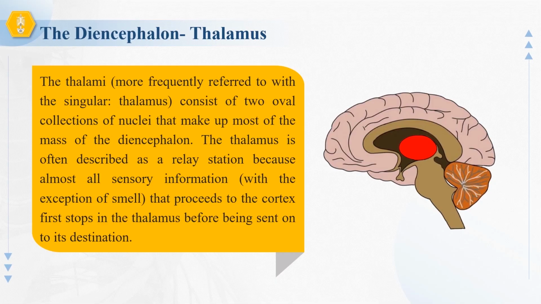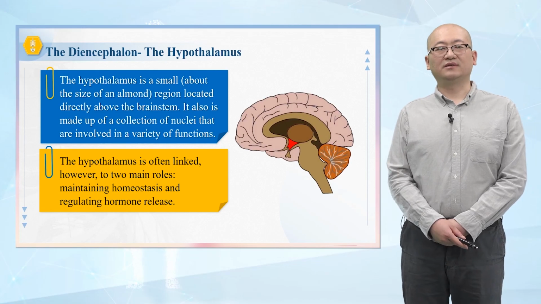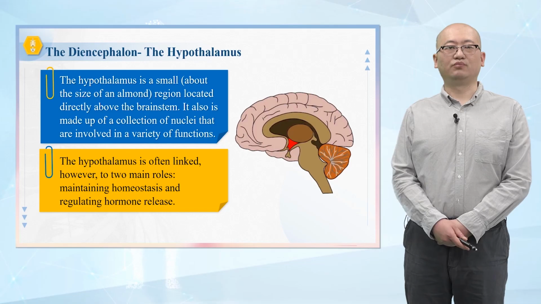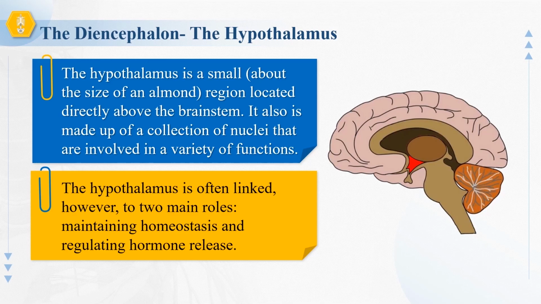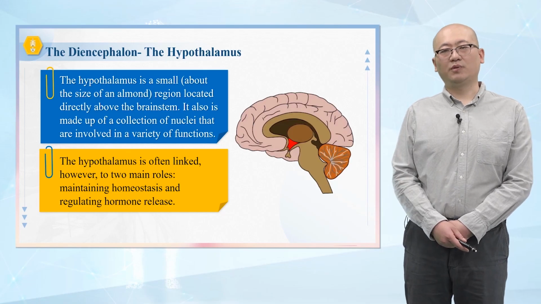The hypothalamus is a small region, about the size of an almond, located directly above the brainstem. It's also made up of a collection of nuclei that are involved in a variety of functions. The hypothalamus is often linked to two main roles: maintaining homeostasis and regulating hormone release. Homeostasis is the maintenance of equilibrium in a system like the human body.